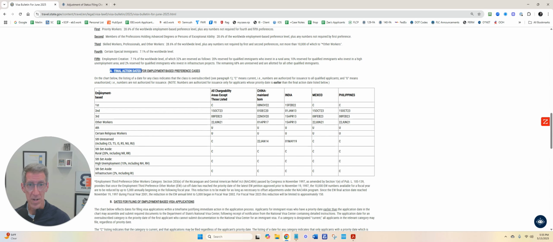And in the first column, employment-based, we're looking at other workers. And this is the main one that we look at. You'll see that it's the same for all chargeability areas. This is also known as ROW, or rest of world. And it excludes applicants born in mainland China or India. They have deeper backlogs. So Mexico and Philippines, if you're born there, it's the same as rest of world.